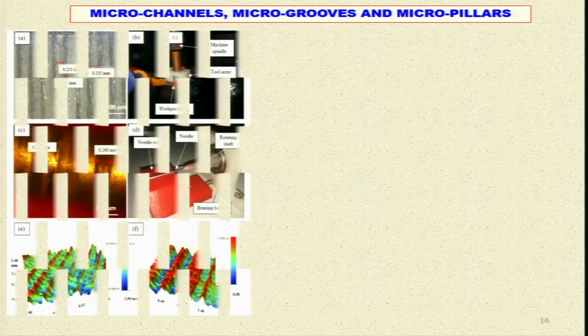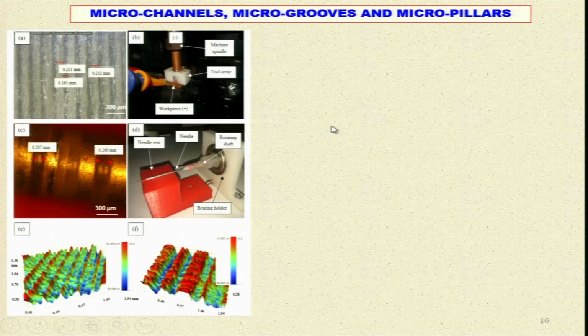Microchannels, microgrooves and micropillars. Now, let us see some results over here. These are the microchannels created. Here you can see they are 251 micron or 161 micron or 232 micron width of the microchannel. These are the microchannels created over here. The photograph is not very good, but you can clearly see these are the microchannels created.